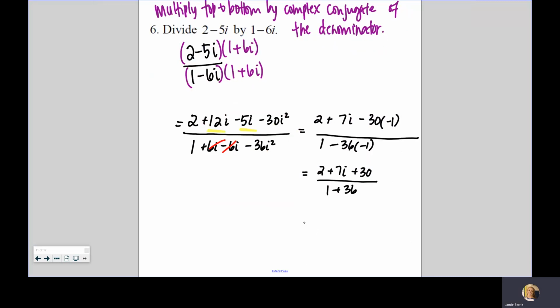Okay, we're almost done. Go ahead and combine like terms in the top. 2 plus 30 would be 32. Write the real number first, imaginary part second. In the bottom, 1 plus 36 is 37.